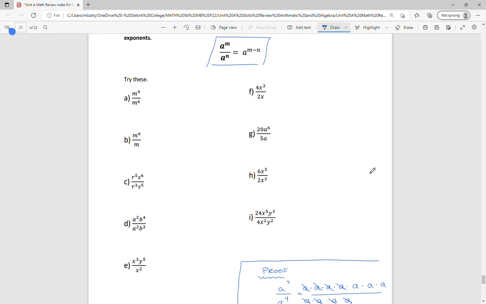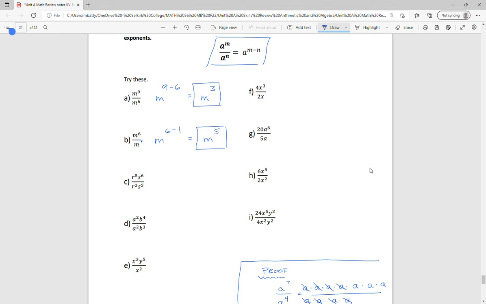I'm not going to expand them out. So we have m as our common base, so I write that down, and it's 9 minus 6 when I do that division. So m cubed would be the simplified answer to that expression. M to the 6 minus 1, remembering that invisible 1 on the m, so m to the 5 as an answer.